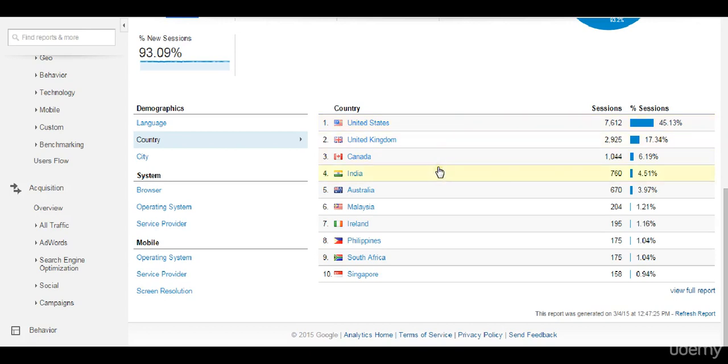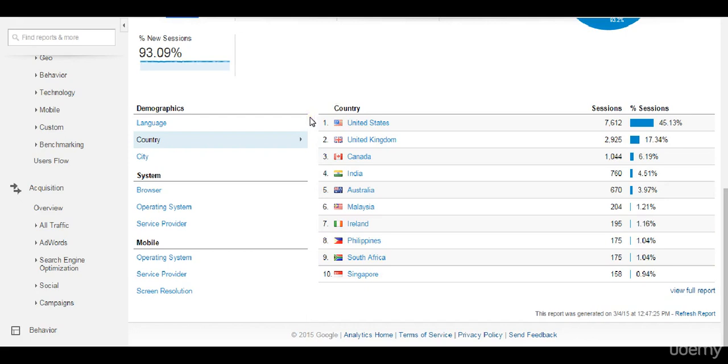India has a lower amount that advertisers are willing to spend, so the cost per click is going to be lower. Australia is going to be higher, Malaysia is going to be lower, and so on. Ireland's higher, Philippines is lower. South Africa is actually mid-range. There's actually some pretty high South Africa cost per clicks. Singapore is high as well. So this is a pretty good list.